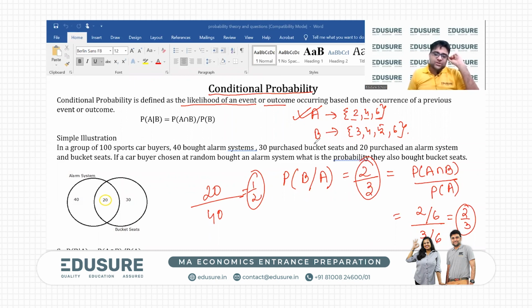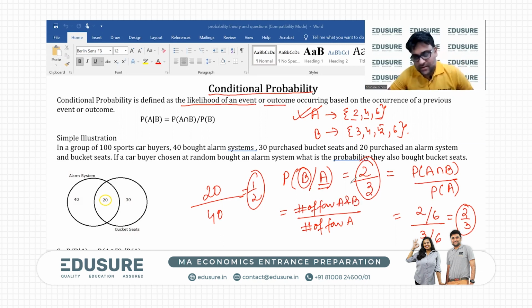So conditional probability is nothing but: A has already occurred, now what is the probability of B occurring? The number of favorable outcomes of A comes in the denominator. The number of favorable outcomes of A and B together, because A has already occurred, will be in the numerator, and only the outcomes favorable for A will be in the denominator.